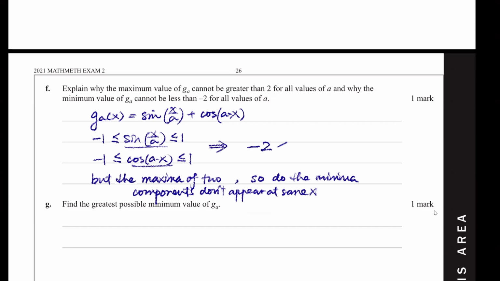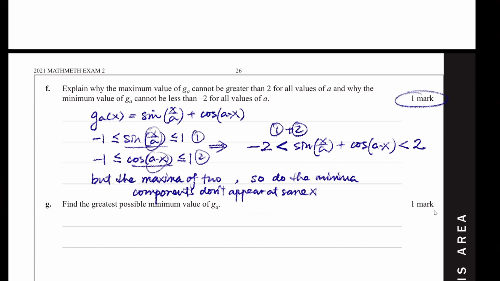Therefore, strictly speaking, 1 plus 2 gives you sine x over a plus cosine a times x is larger than -2, but less than 2, okay? Because they can't have the same maximum or minimum at the same x value, okay? Something along this line, okay? That's just for 1 mark, so probably you need to show some addition here.